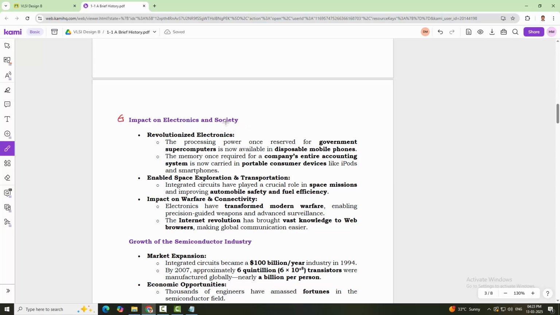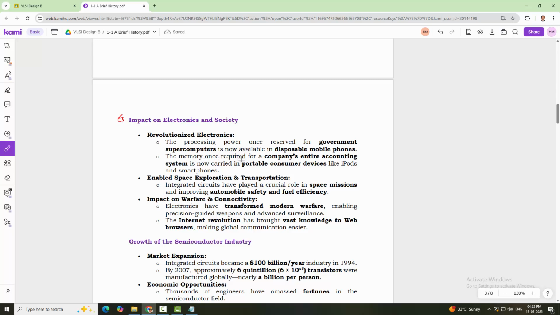So the integrated circuit and the transistor have revolutionized electronics. That can be summarized with the following points. The processing power once reserved for government supercomputers is now available in disposable mobile phones. If you look at olden days, computer processing power was reserved only for government supercomputers. Now it's available even in handheld devices as well.